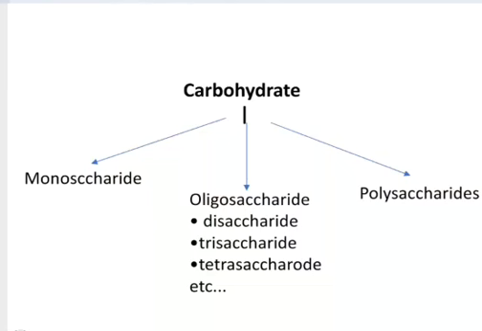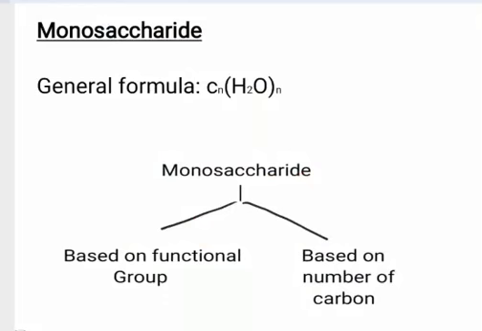Carbohydrates could be mainly divided into three categories, that is monosaccharide, oligosaccharide and polysaccharides. Now let us have a brief note on the first category of classification of carbohydrate, that is monosaccharides. Monosaccharides are the simple sugars having general formula CnH2nOn.